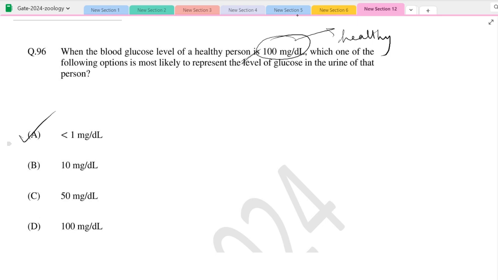Since the random blood glucose level is really healthy, the amount of glucose that's going to be excreted in the urine is going to be very less because the kidney is going to reabsorb them. So the correct answer here is less than 1 milligram per deciliter. So pretty easy question. Moving on to the next question.